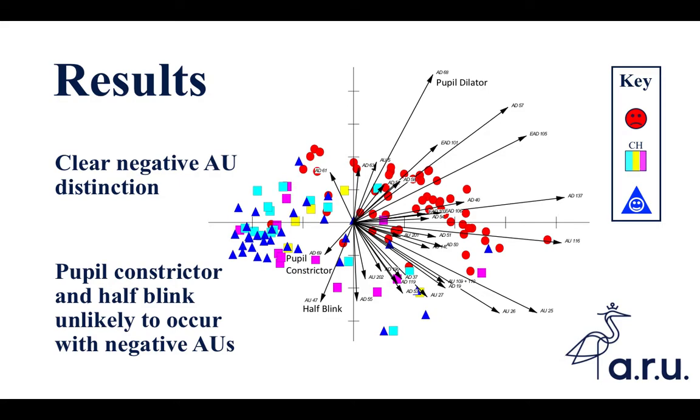The PCA also shows that some facial movements were unlikely to occur concurrently. Some of these were expected, such as the pupil dilator and pupil constrictor. However, the polarization of others is interesting. For example, a half blink is unlikely to happen at the same time as the majority of negative AUs.